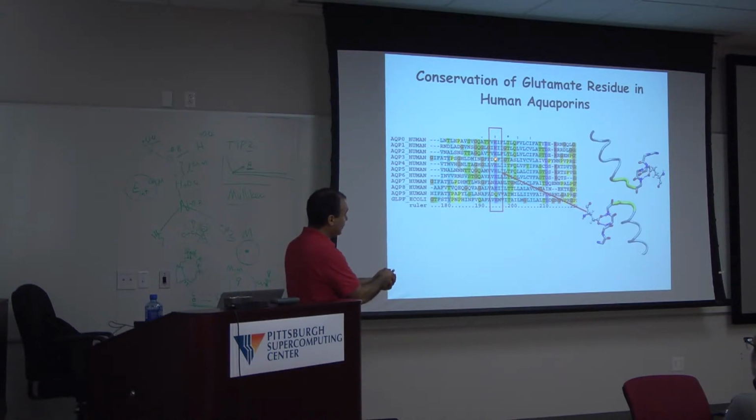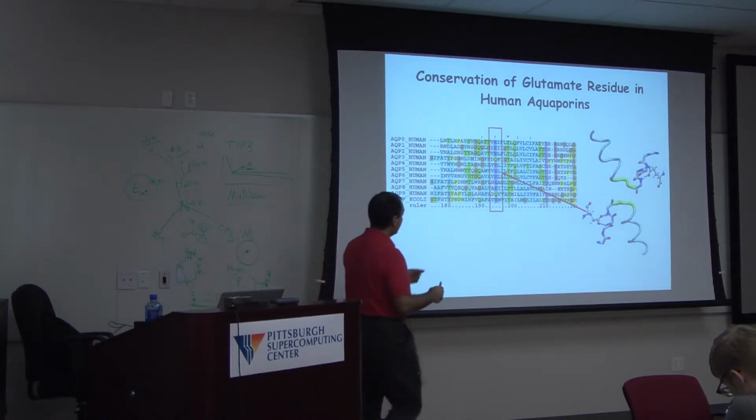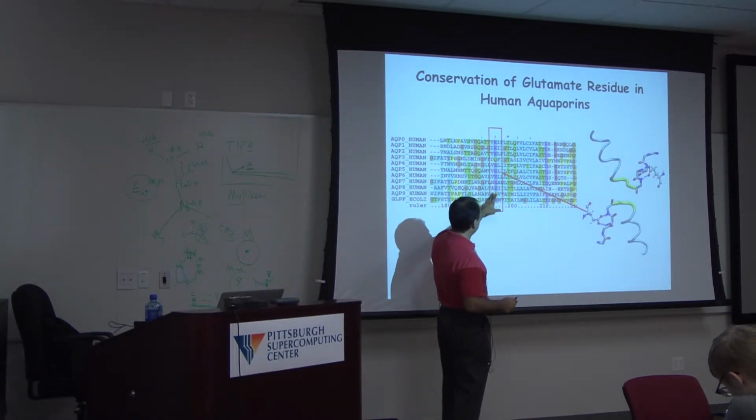all cases except 2, right? QQ. And you might say, well, if it's doing such an important job, how come AQP9 and AQP3 don't have it? But if you look 1 residue before, you can see in both cases you have an aspartate 1 residue shorter or sort of in the next position.